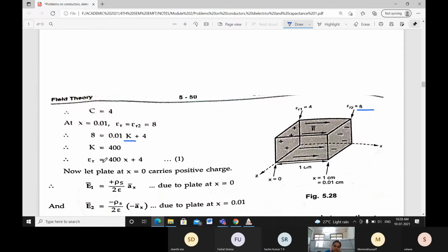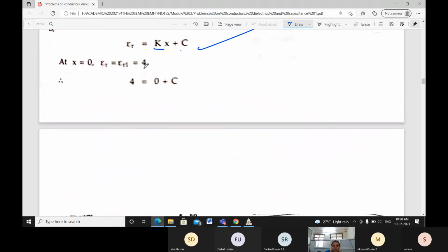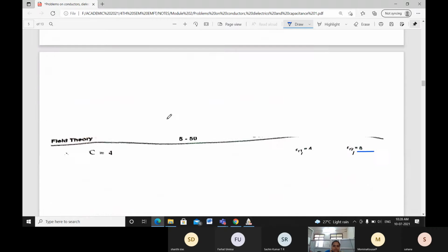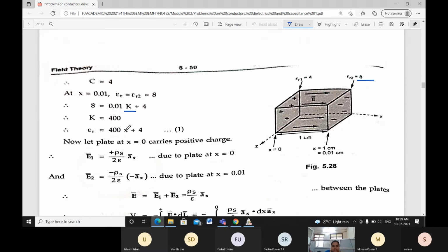Therefore, what is epsilon_r? We found out what k is and also what the c value is. Therefore, it is 400 into x plus 4. Take this as equation 1.